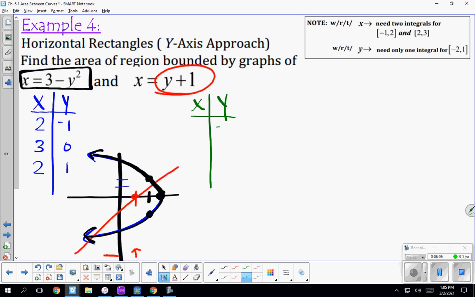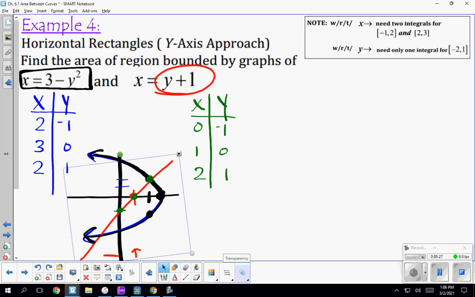And so here, again, if I choose like -1, 0, and 1, when I plug in -1, I get x equals 0. When I plug in 0, I get x equals 1. And then finally here, I'll get x equals 2. If I were to actually graph these, (0, -1) would be here, (1, 0), and (2, 1). So you can see my line didn't quite go where it needed to, but you get the idea.